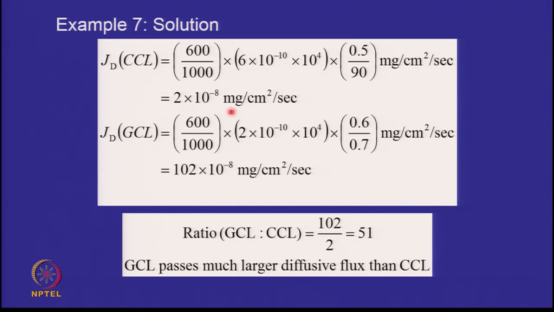So can somebody confirm for me this value? You've got it independently? Great. So this is 2 into 10 to the power of minus 8, and GCL is 102 into 10 to the power of minus 8. Why did that happen? Because the gradient over here drops over 90 centimeters, the concentration gradient. Here the concentration gradient drops over 0.7 centimeters. So the concentration gradient is high, just like the hydraulic gradient was high.